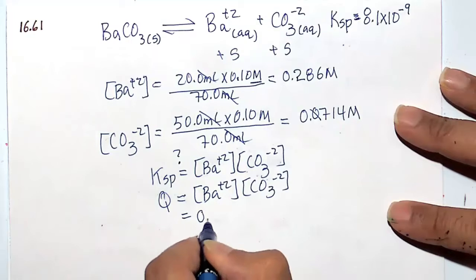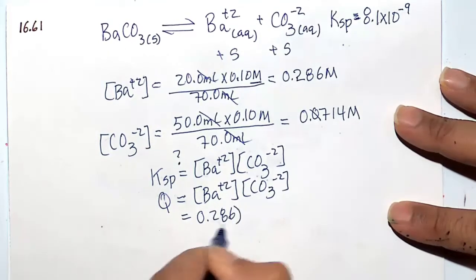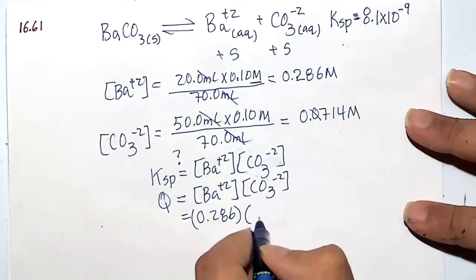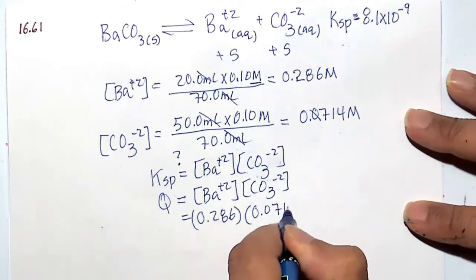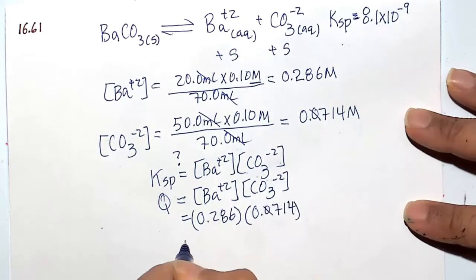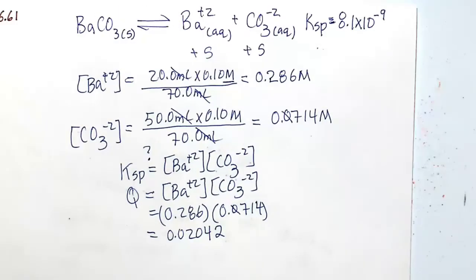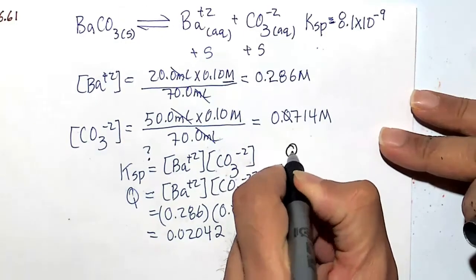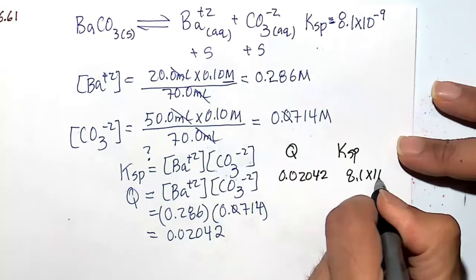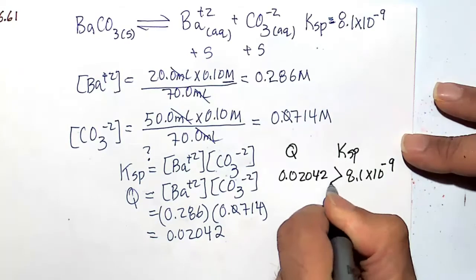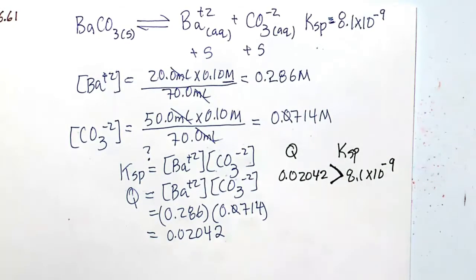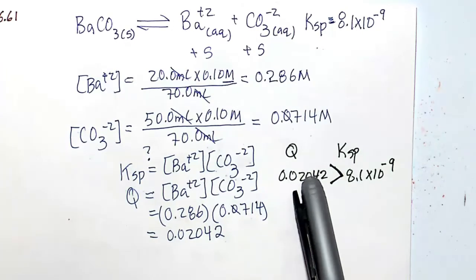If Q equals Ksp, we have what's called a saturated solution. So barium ion is 0.286. I'm not going to put units here because these Ks have no units. Let's compare it to Ksp. We're going to put Q first here. So we have 0.0242. Compare it to 8.1 times 10 to the minus 9.